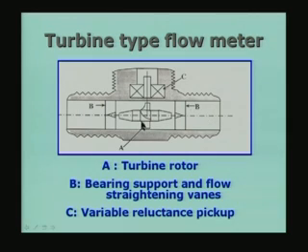It consists of a rotor, then the bearing to support, and also straightening vanes, so that the velocity is in the direction parallel to the axis, and C is the reluctance pickup. Each time it rotates, the reluctance pickup will register by producing a pulse, and you can again count the number of pulses per second and determine the velocity of the fluid through the turbine rotor.